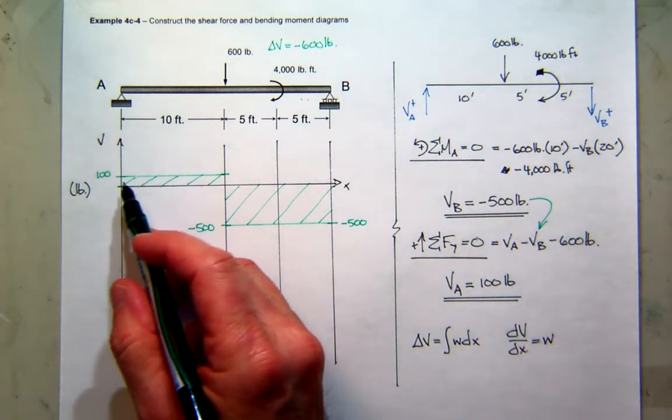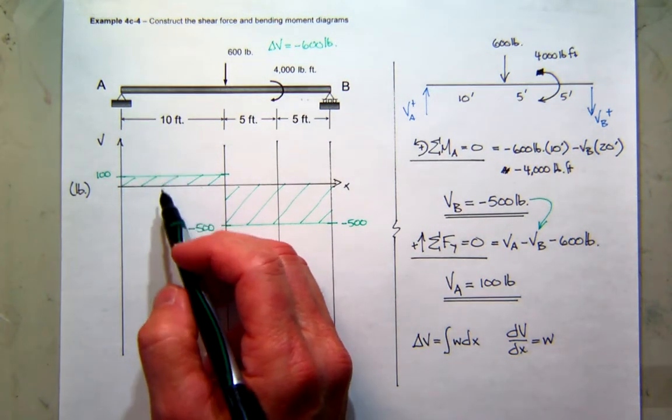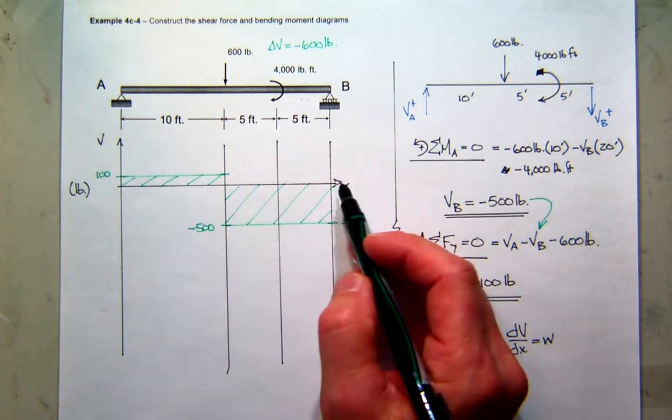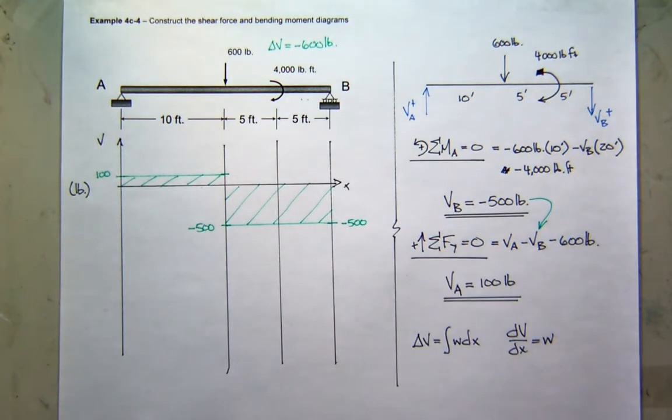So if you made any kind of connection in your structure, on the left side, you have to worry about a shear of 100 pounds. On the right-hand side, you have to worry about a shear of 5 times as much, 500 pounds.